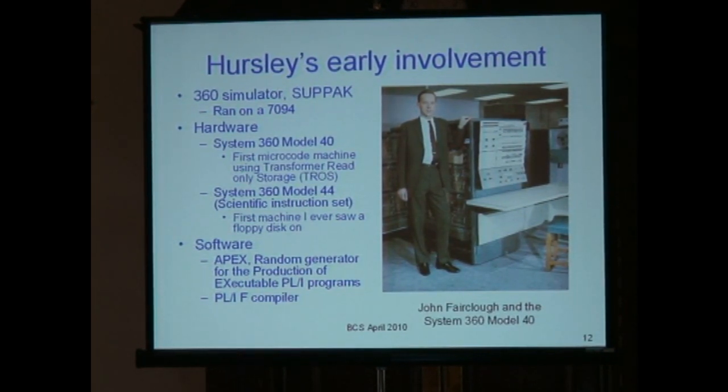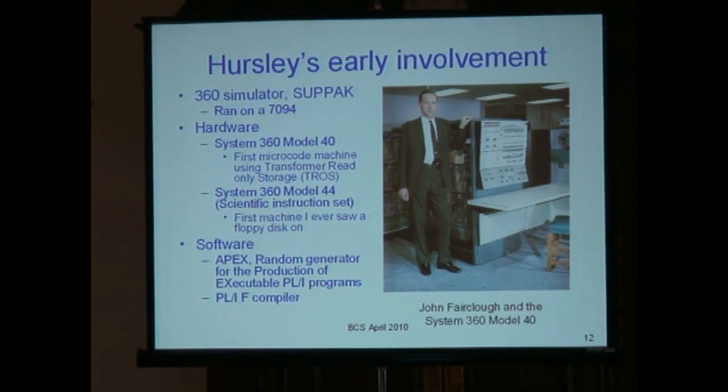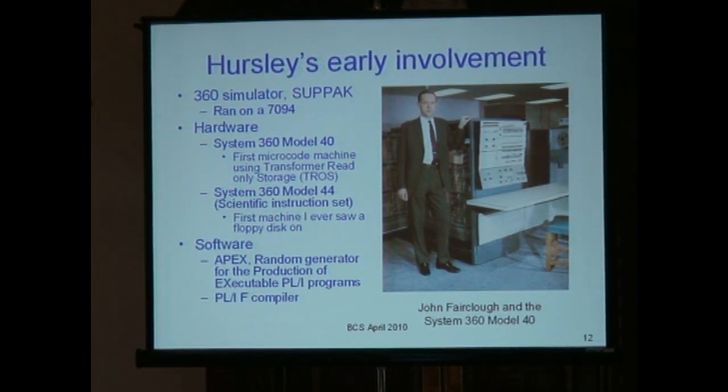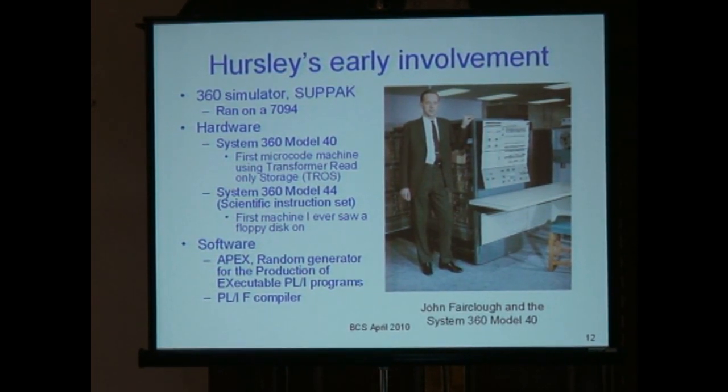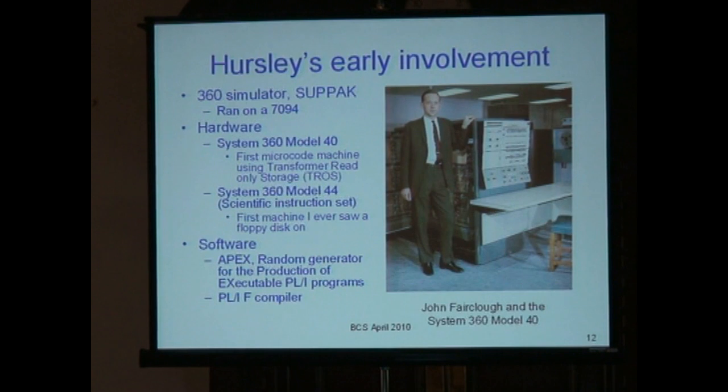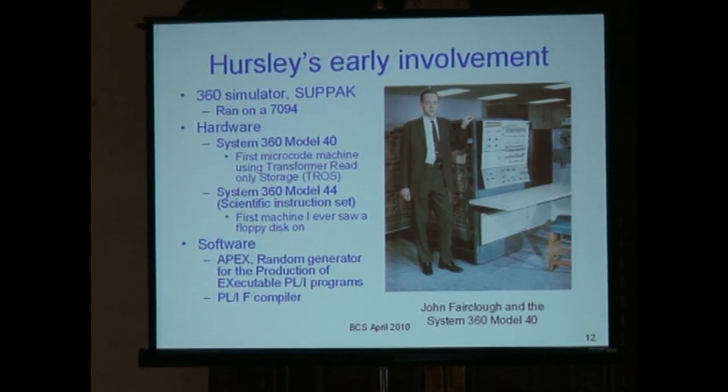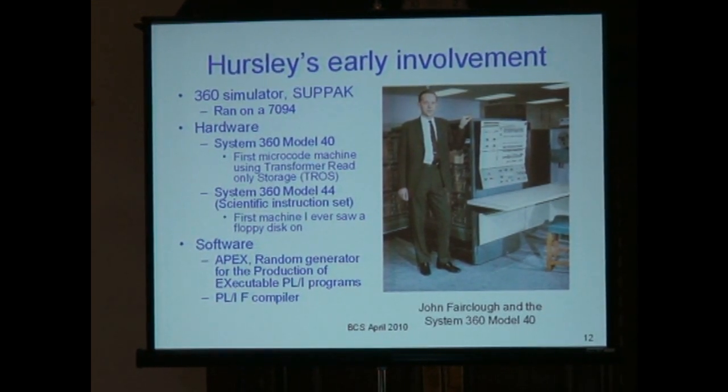Then they messed with that to put a scientific instruction set in there, so that became Model 44, and that was the first floppy disk I ever saw. So in 1968, 69, it had a floppy disk on it for loading the microcode. And then that soft machine became all sorts of other things, communications controllers later, when they reprogrammed it to do that sort of thing.